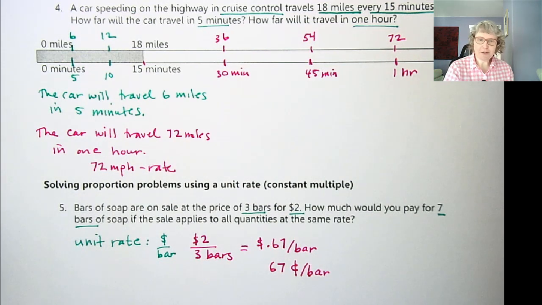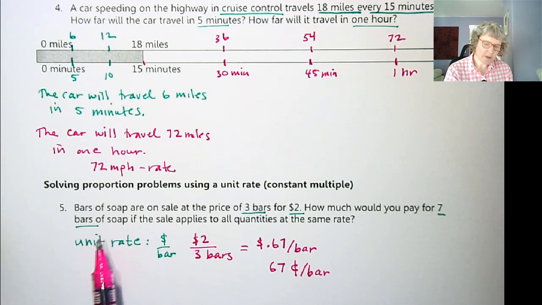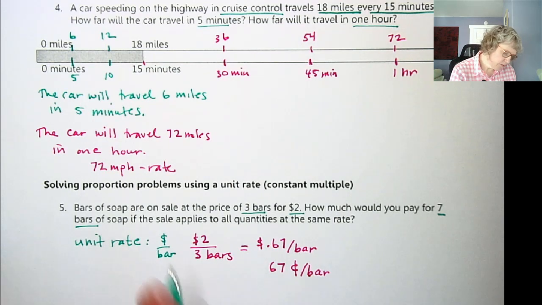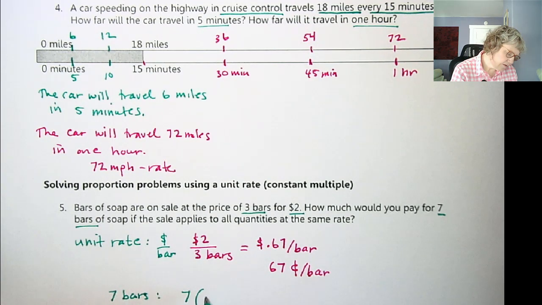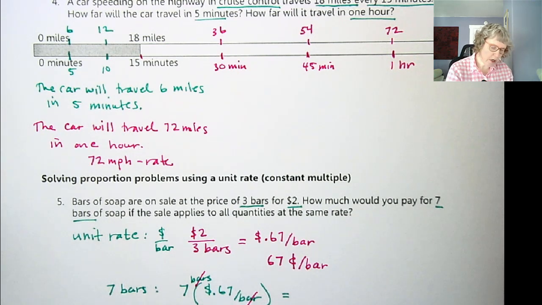Okay, now we haven't finished solving the problem yet, right? Because we know the unit rate, but the question is, how much would you pay for 7 bars of soap? So I bet you can guess what to do next. To get 7 bars is going to be 7 times the 67 cents per bar. Okay, and if I write 7 bars here, which I should have done, then my units will actually cancel out, and you'll see we're left with dollars, and that's what we want.